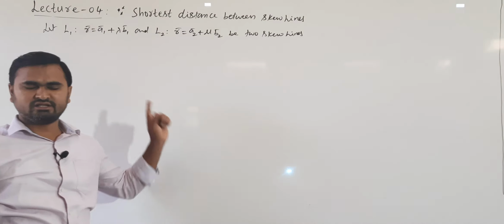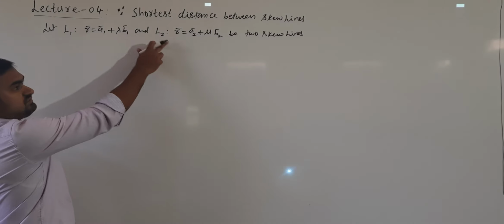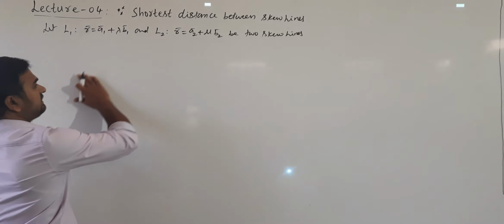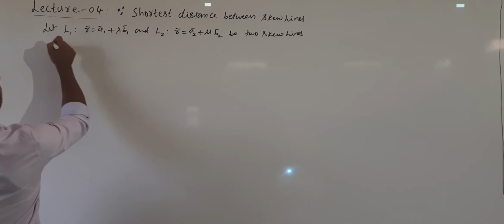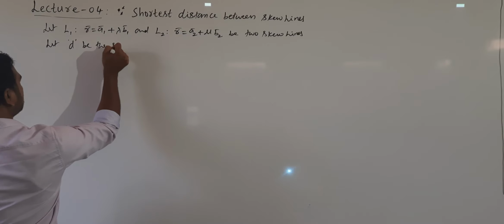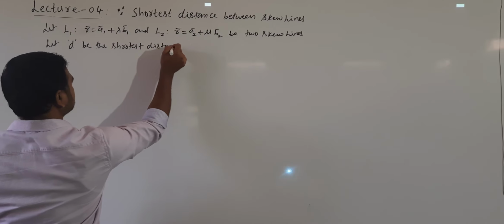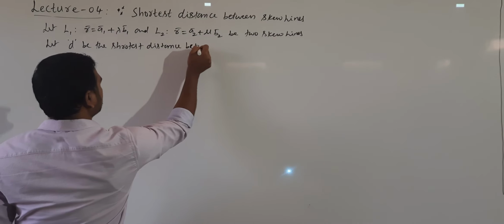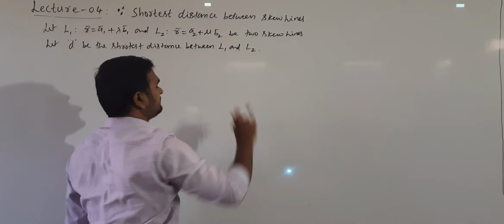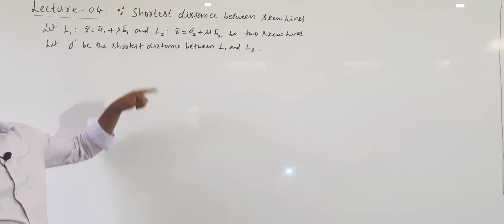Observe carefully, derivation is important for 5 marks type. So first we are taking the two skew lines L1 and L2, and we need the distance between these two. Let D be the shortest distance between L1 and L2. Let D be the shortest distance between these two lines L1 and L2.